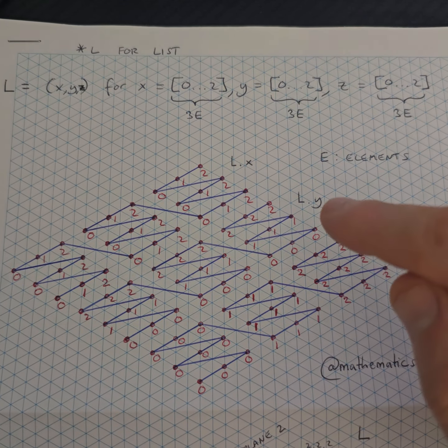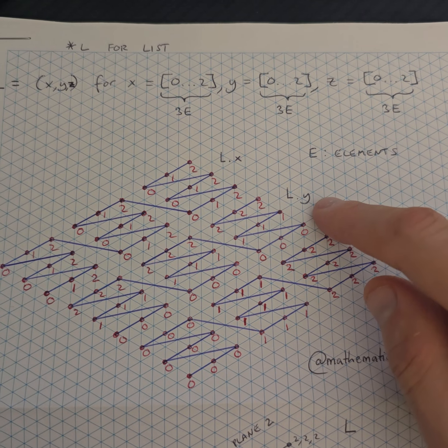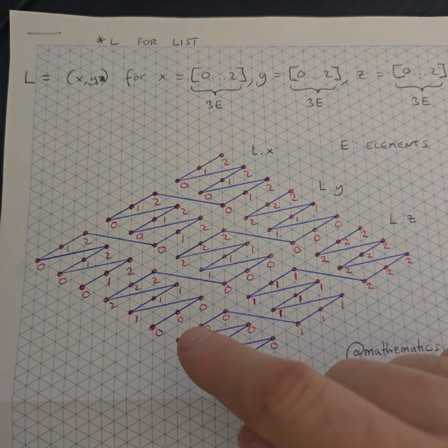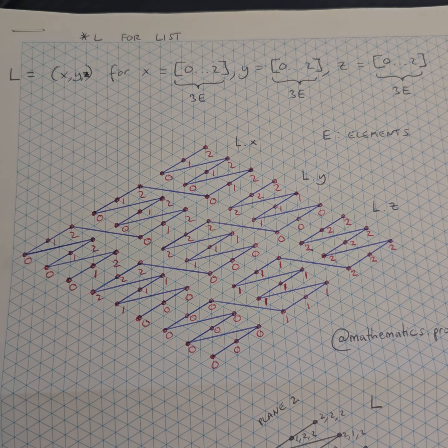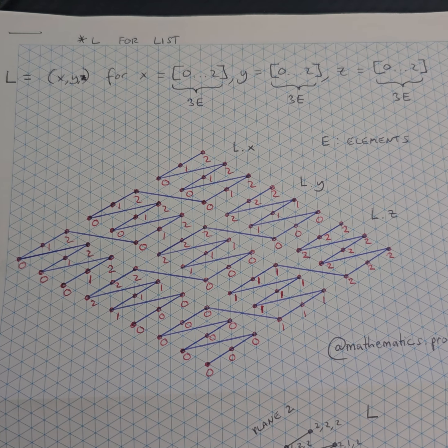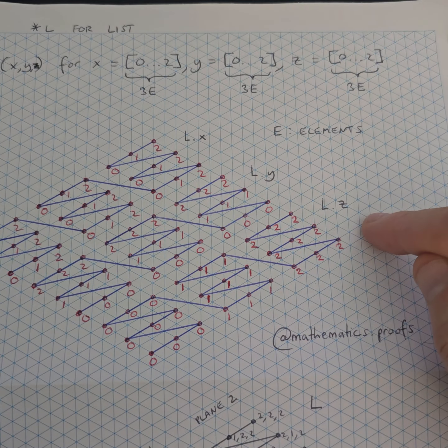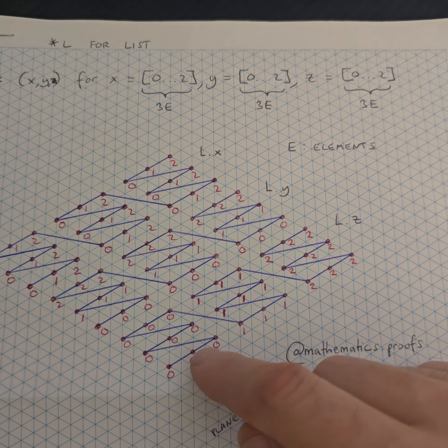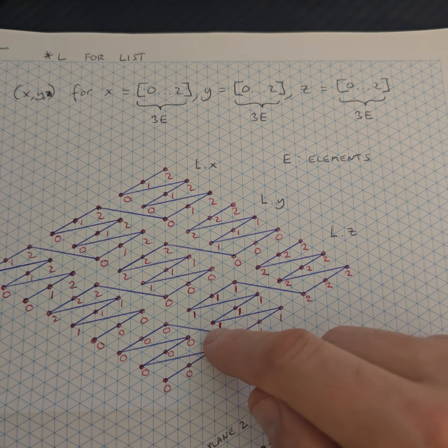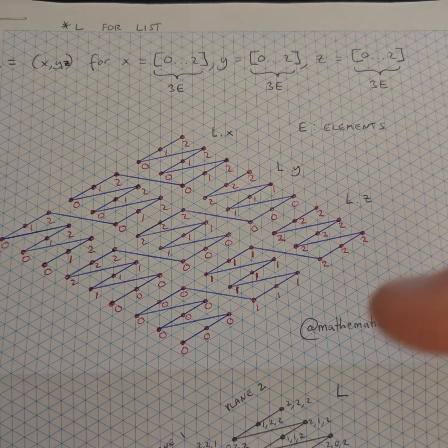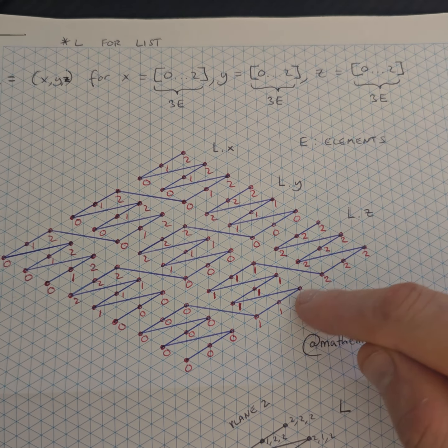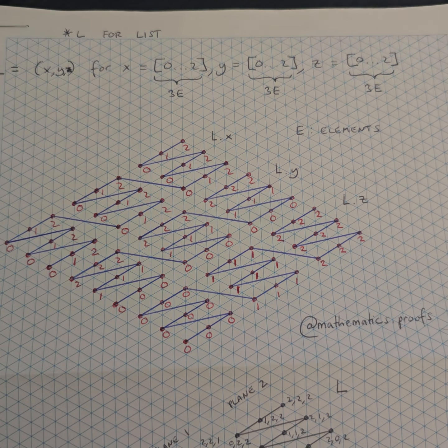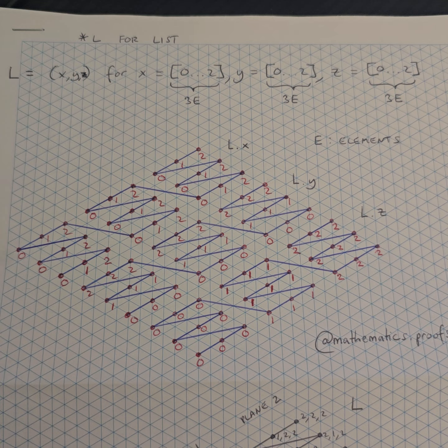Okay, now the L.y part of the sequence will be 0, 0, 0, 1, 1, 1, 2, 2, 2, up to 27 elements as well. And L.z is going to go 0, 0, 0, 0, 0, 0, 0, 0, 0. That's a 0 9 times. And that repeats for 1 and 2 over here, up to 27 elements.